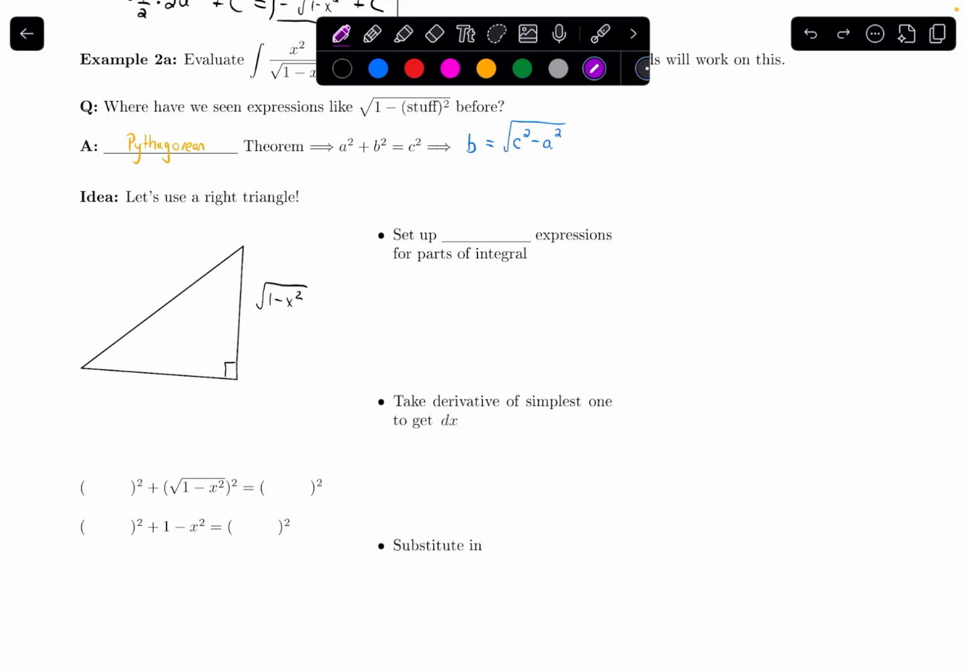I want to have you pause the video for 30 seconds and see if you can figure out what goes in those parentheses. So pause it in 3, 2, 1, pause it. Okay, so let's talk about it.